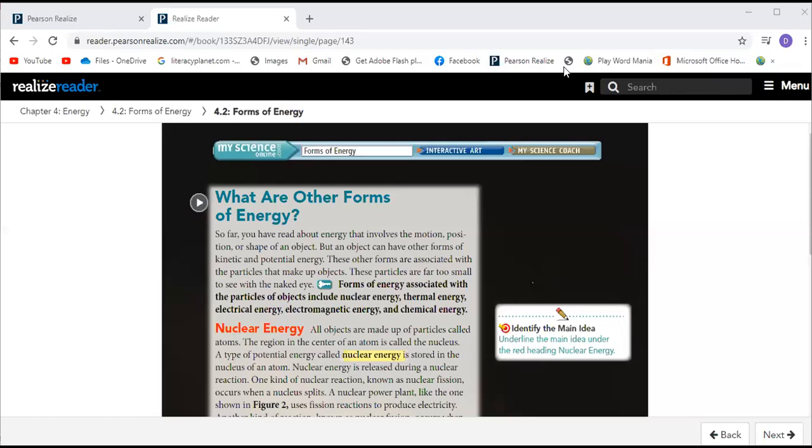Mechanical energy is the energy of or associated with motion, position, or shape of an object. It's the sum of kinetic energy and potential energy. That's it. Okay, let's watch this video.